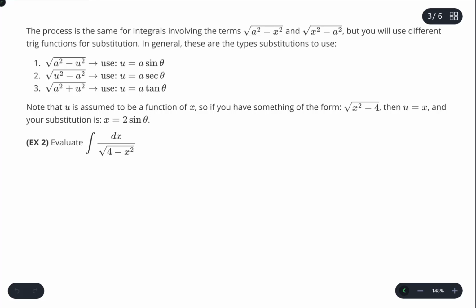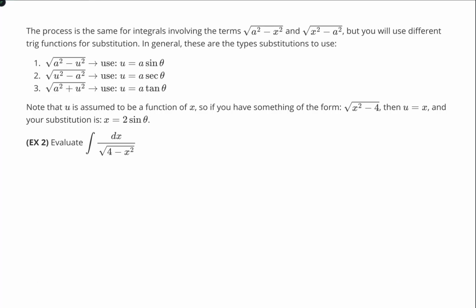So this process that we laid out is the same for integrals involving terms similar to the square root of a squared minus x squared, or the square root of x squared minus a squared. So just notice the order of the constant and the function. But in those cases, you'll use different trig functions for your substitution. So in general, this is what you want to keep in mind.